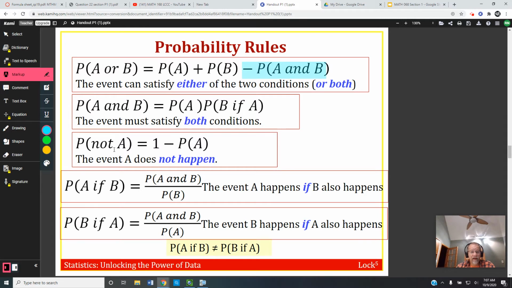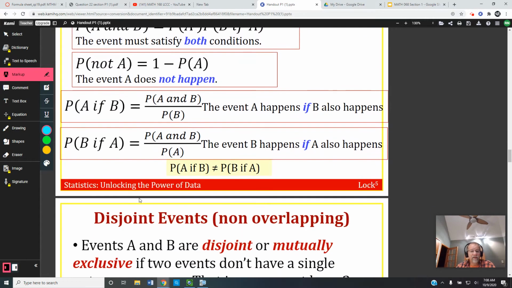The probability of not A, that's the complement rule I just did for you a minute ago. Complement rule is 1 minus probability of A. The probability of A if B. Now, in A if B and B if A, they're backwards from each other. And here's what you'll notice, and here's what I try to tell students, is that the first one, remember, that's the one with the probability of.